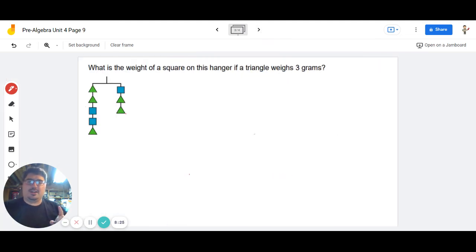What is the weight of a square on this hanger if a triangle weighs 3 grams? Well, just like before, we want to find out what the weight of a square is. So S equals something when the triangle is 3. So T equals 3. So the triangle, we're going to label all of them 3s. 3 and 3 and 3 and 3 and 3. Then we'll write the equation. So 3, 6, 9. So 9 plus, well, 2 squares, 2S, equals, well, 3 plus 3 is 6.